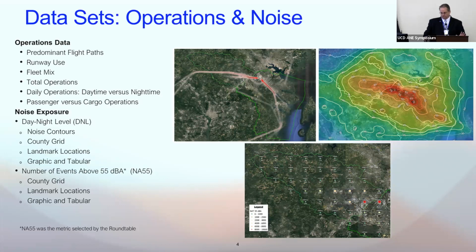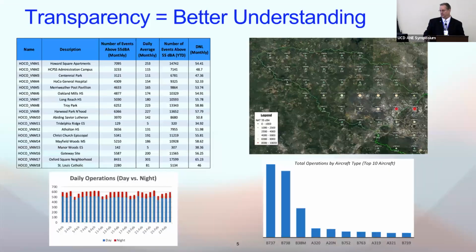And then we take all the data from these monitors and present it in both graphic and tabular forms. Number above 55 in the county grid and the landmark locations, in tabular and graphic form, is one of the things they had requested us to provide. If you go to the next slide, we can show you some of it. For those of you who are really smart people and like tables and data and all that, we got that. For those of you who are more like me and like to see pictures, we do pretty pictures.